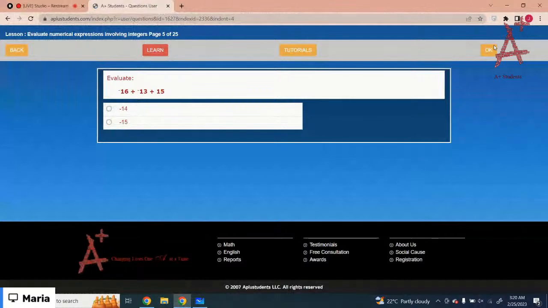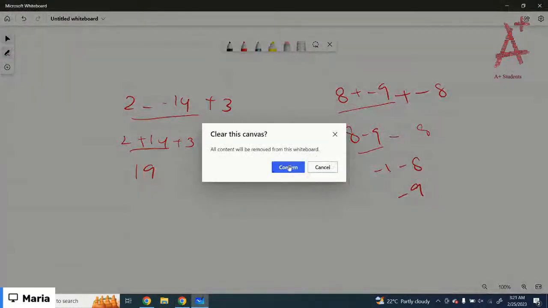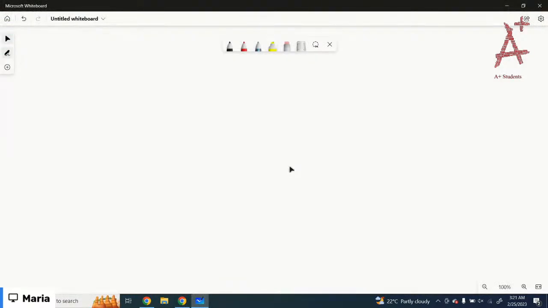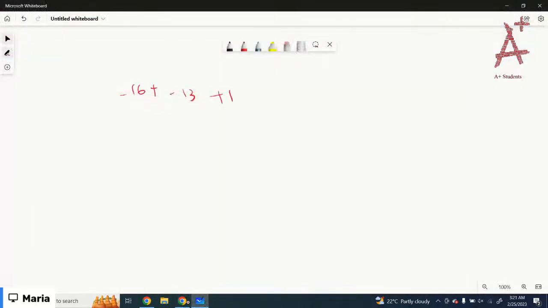Okay, the next one is negative 16 plus negative 13 plus 15. So you have to add two negative integers. It would be 6 plus 3 is 9, and 1, so negative 29 plus 15. Got it?